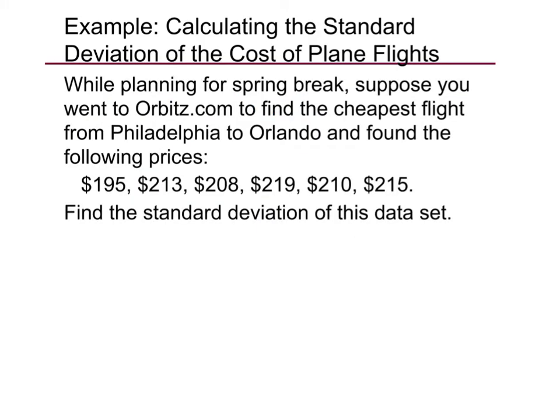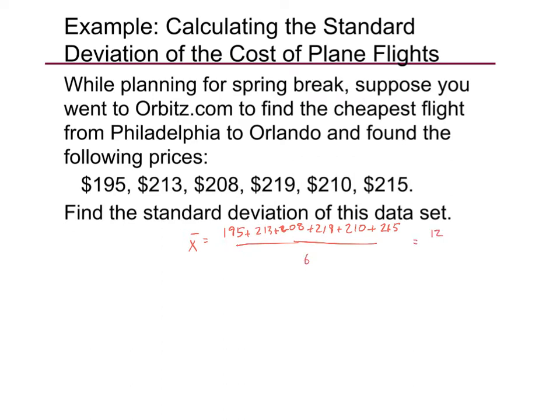All right, so let's find the standard deviation here for these flight prices. The first step is to find our mean, x bar. x bar is equal to, we're going to add up all the data points: 195 plus 213 plus 208, forgot my plus sign, plus 219 plus 210 plus 215 plus 215, and we're going to divide that all by 6 because there are 6 numbers there.